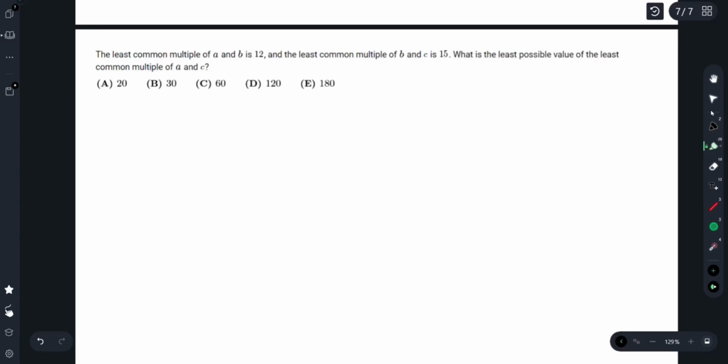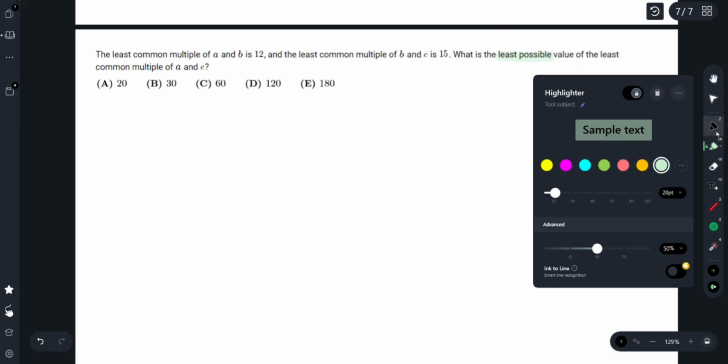So today we'll be working on the 2016 AMC 8 Problem 20. The least common multiple of A and B is 12, and the least common multiple of B and C is 15. What is the least possible value of the least common multiple of A and C? Well, one key phrase here is "least possible value." So we're trying to minimize the value for all of these numbers.